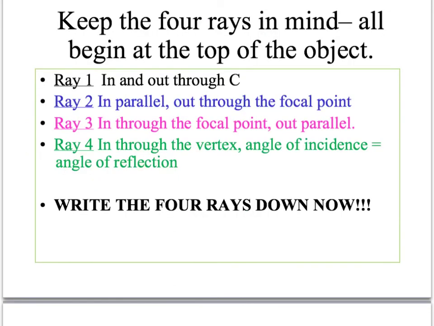So here's our four rays. This is what you want to write down. Write down your four rays. And you might want to color code them. And you might want to always use the same colors. That way you know which rays you're talking about. So you're going to go in and out through C, in parallel, out through the focal point, in through the focal point, out parallel, in through the vertex, your angle of incidence equals your angle of reflection. So pause this video right now so that you can write down these four rays. These two here are going to be really important because these are the ones that are also going to be used when we do lenses next.